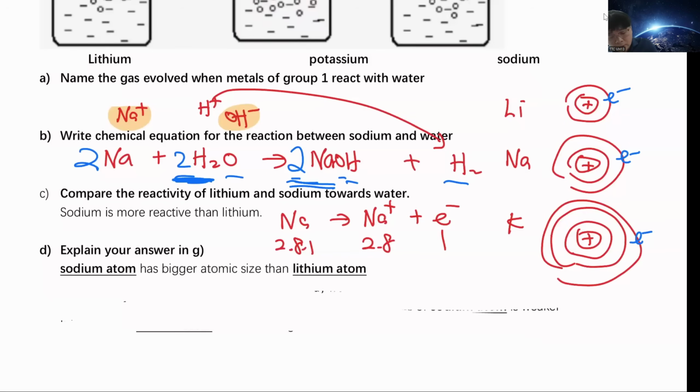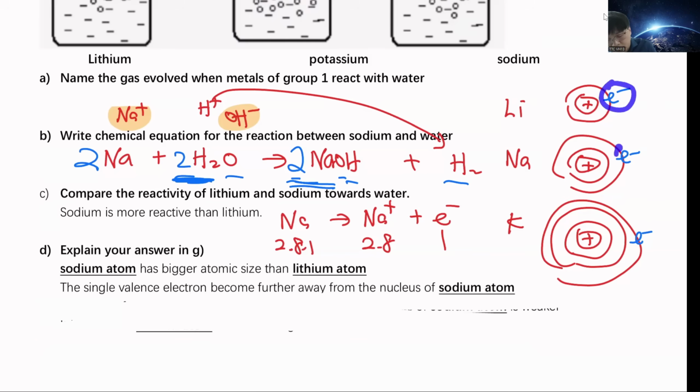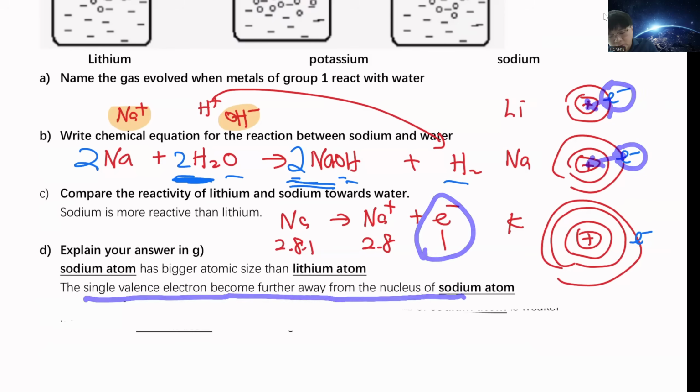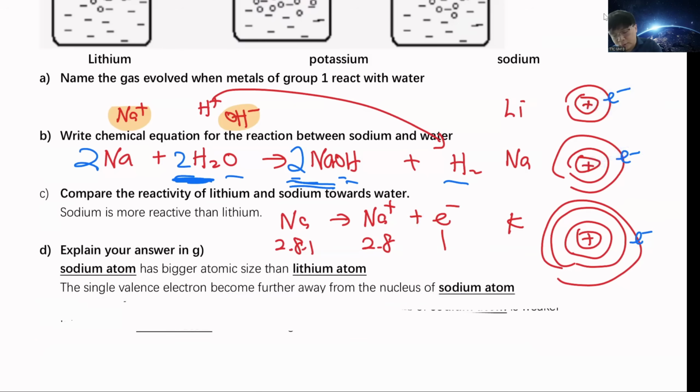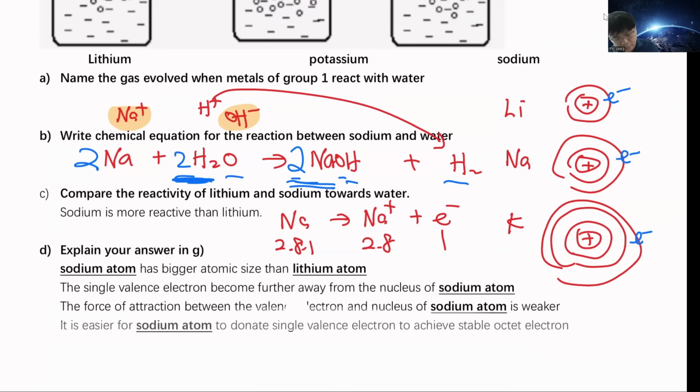When going down the group, sodium is bigger than lithium. So when sodium is bigger than lithium, the single valence electron that I want to donate out is far away from the nucleus. Because nucleus got proton, which is positive, then the electron is negative. So they got attraction force. So the force of attraction between the valence electron and the nucleus is weaker. When weaker, it will be easier for the sodium to donate out the electron. Because weak means loose, easy to donate. This explains why lithium, sodium, potassium are getting more reactive.